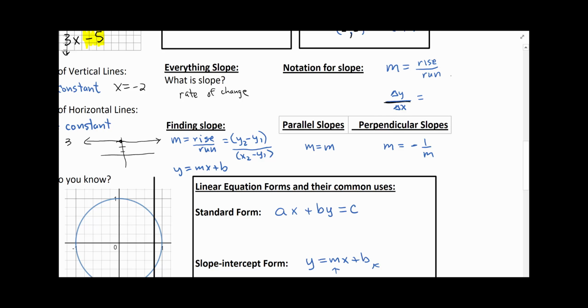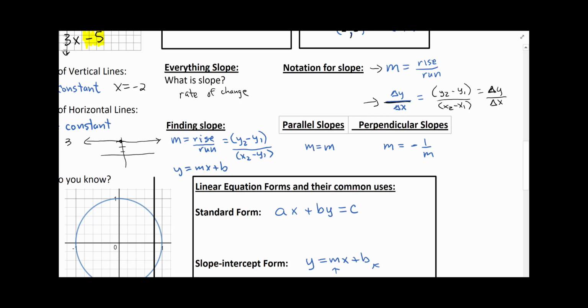Remember, the slope formula is y2 minus y1 over x2 minus x1. Well, look, this is the change in y's. That little, what looks like a triangle, is called a delta. The change in y's over the change in x's. So this is slope notation. This is slope notation. All right.